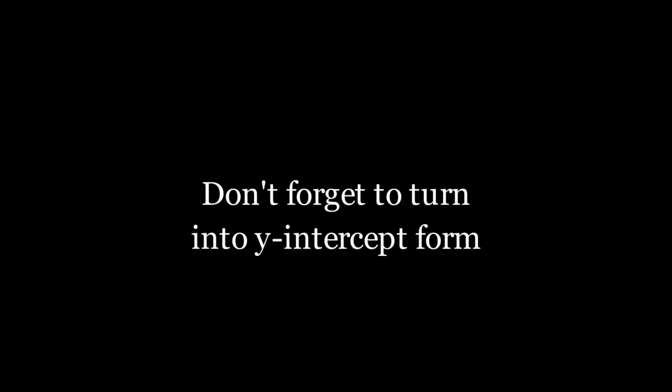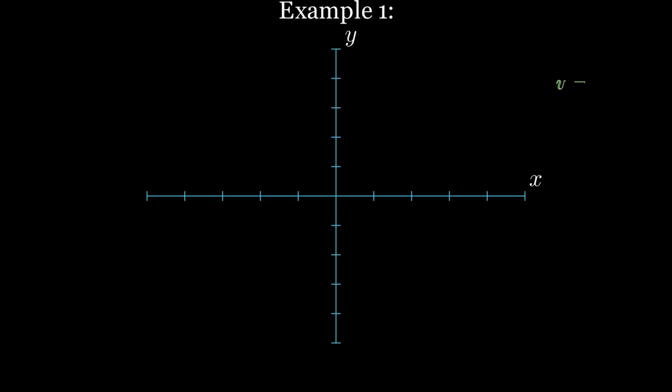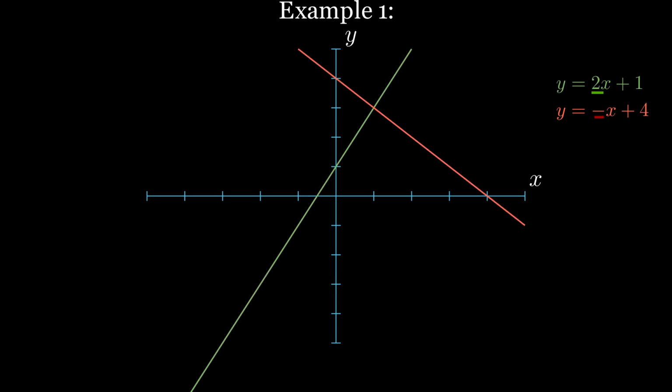And don't forget to turn to y-intercept form. This is very important in figuring out the graphs. Let's look at some examples. Example 1, we have 2x plus 1 and negative x plus 4. The 2x and negative x slopes, we automatically know this will be a graph of only one solution. Different slopes, lines intersect at one point.